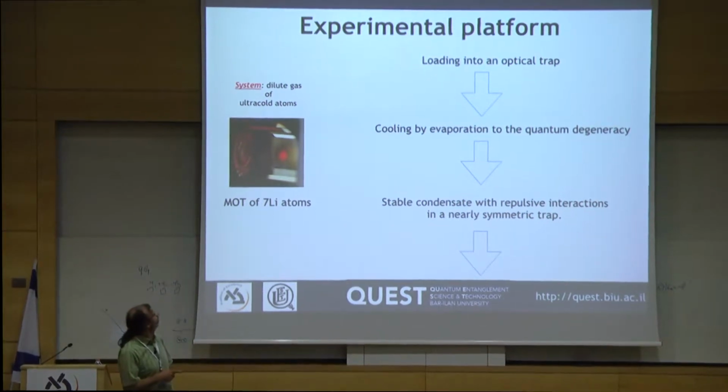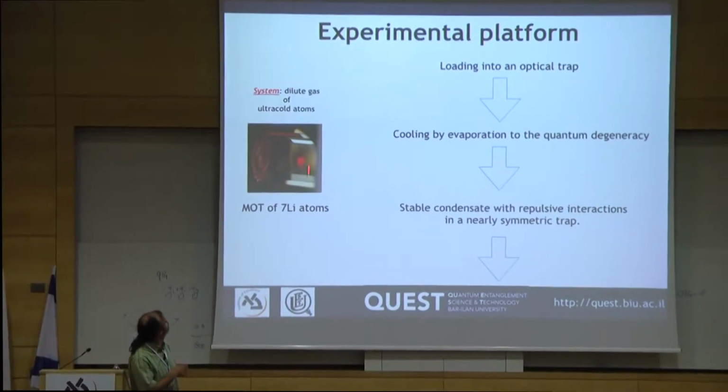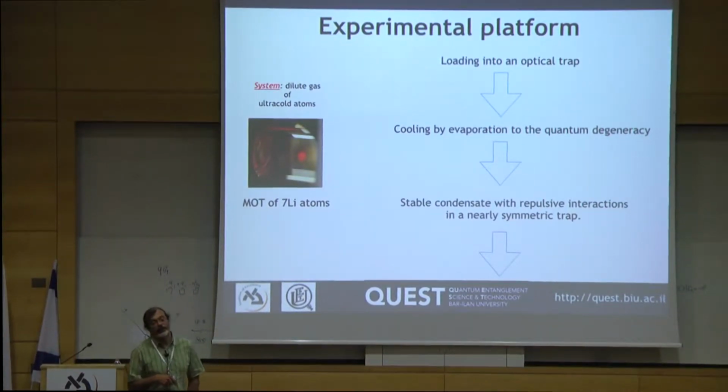Okay, so this is the experimental platform. The experimental platform is based on ultra-cold atoms. We have lithium atoms, and this is a nice picture of those atoms inside the trap. But at this point, you don't have anything special. It's already well known, some low temperatures, but it's not a soliton yet. In order to make a soliton, you have to do something else, going through different steps.